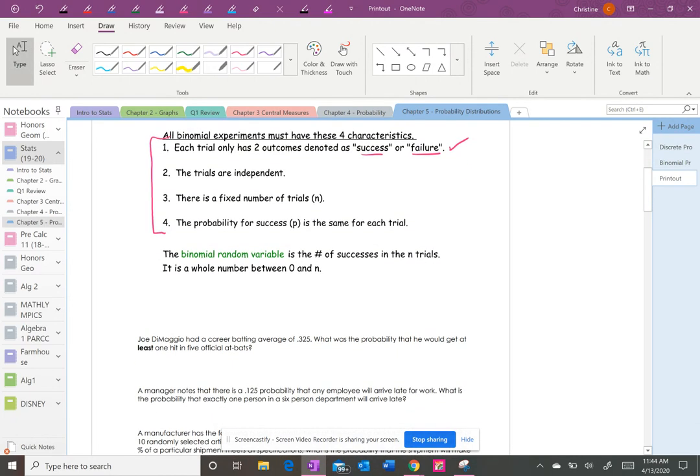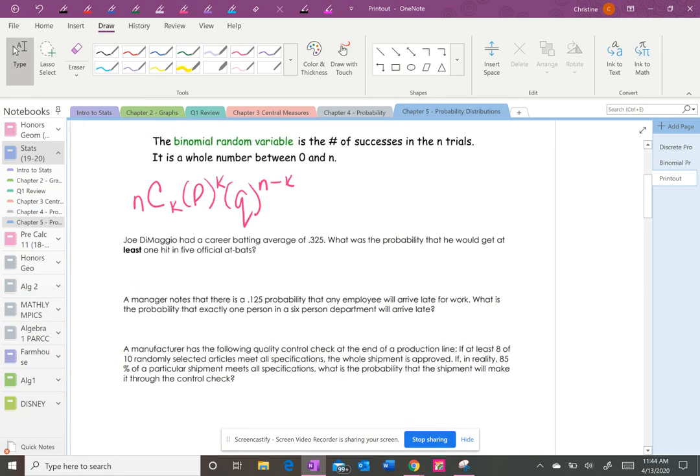here we go. Here's the formula. That's a K. All right, this looks fun. Let's just talk about it, okay? This is just going to be the combinations in the calculator. The P is going to be success. The Q is going to be failure. Okay.